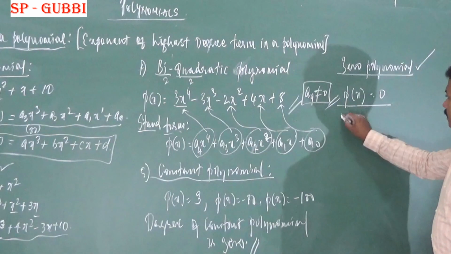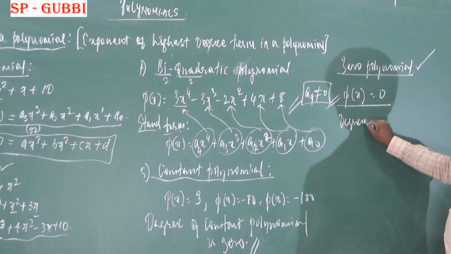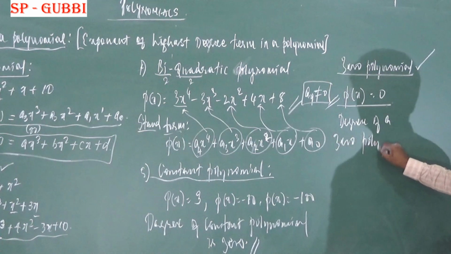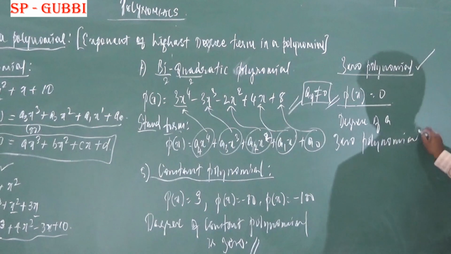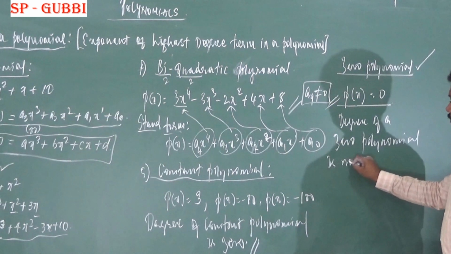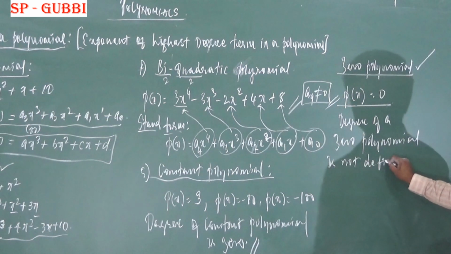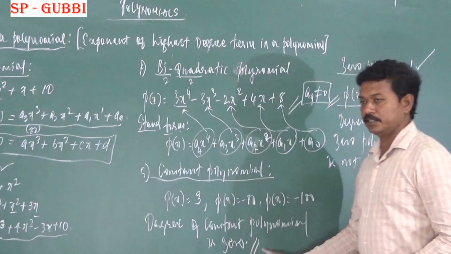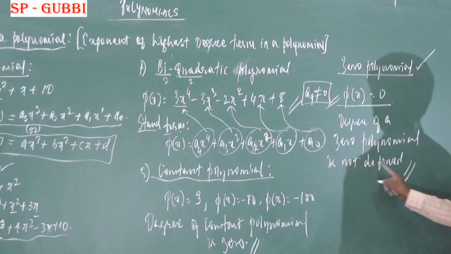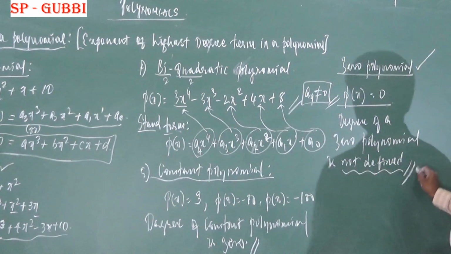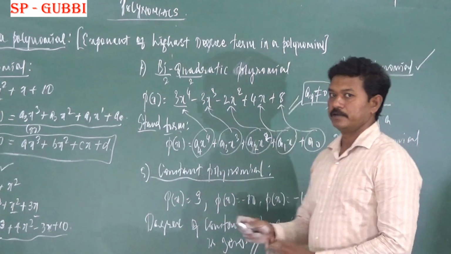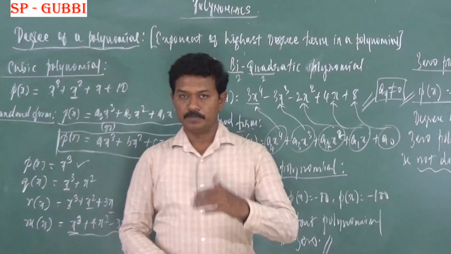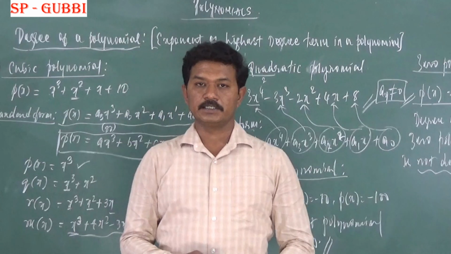Remember this, the degree of a 0 polynomial is not defined. This is very important. So the degree of a constant polynomial is 0 and the degree of a zero polynomial is not defined. These are the different types of polynomials and different possibilities and their standard forms we have discussed.